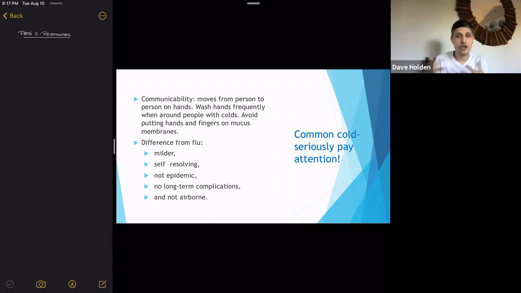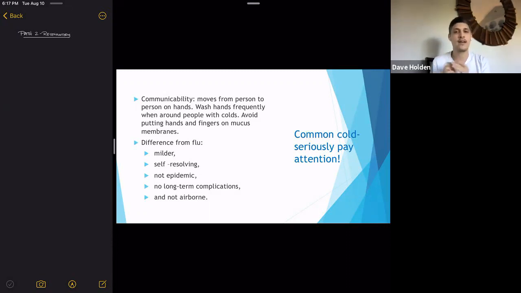You don't get long-term complications. People aren't usually hospitalized for colds. And the cold isn't airborne. It's on surfaces. It's things that you've touched and then touched your mouth or your eyes or your nose and then went and touched other stuff.